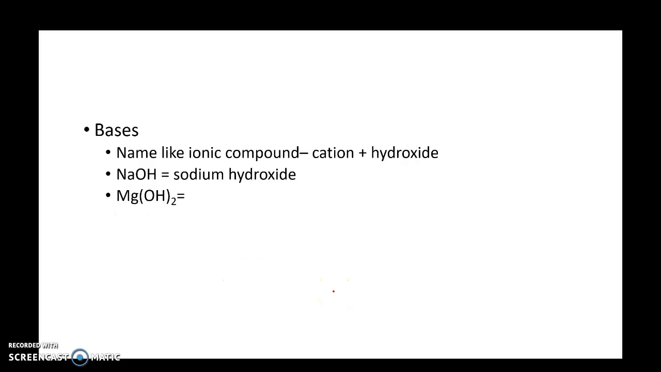Okay. Bases, way easier. They're going to just be the cation plus the ending hydroxide. So for example, if our cation is sodium, here's our hydroxide ion. This is literally sodium hydroxide. If our cation is magnesium, here's our hydroxide ending. This would be magnesium hydroxide. And I'm just going to abbreviate so that I can keep going here.